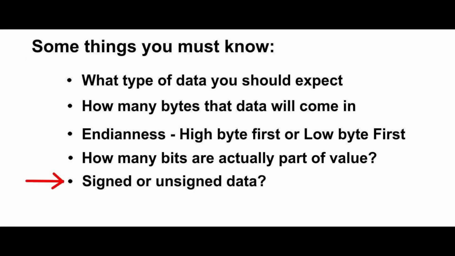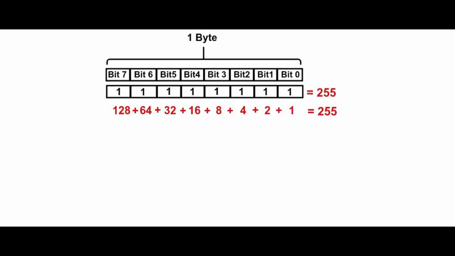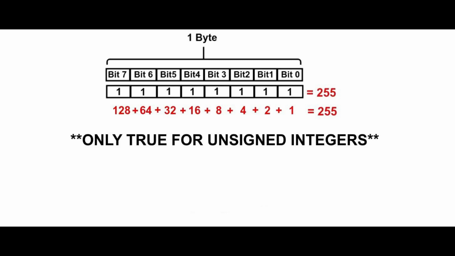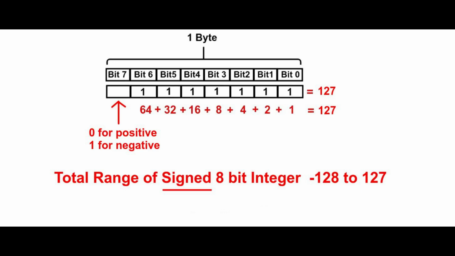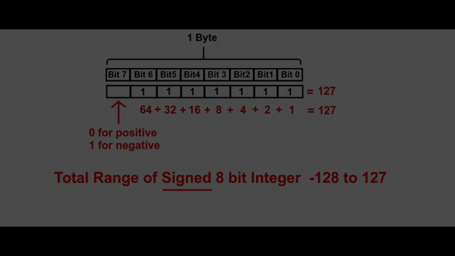The next thing you need to know is if you're reading signed or unsigned data. And that matters because remember when I said earlier that a byte can hold a maximum value of 255? That's assuming that this is an unsigned byte, and we can use all 8 bits to add up a value. When we're looking at a signed byte of data, the highest bit is used to denote whether the value is positive or negative, which only leaves us 7 bits for data. So the maximum positive value is 127 for a signed byte of data. The total range of a signed 8-bit integer is -128 to 127, which still gives us 256 values. Just half of them are negative.